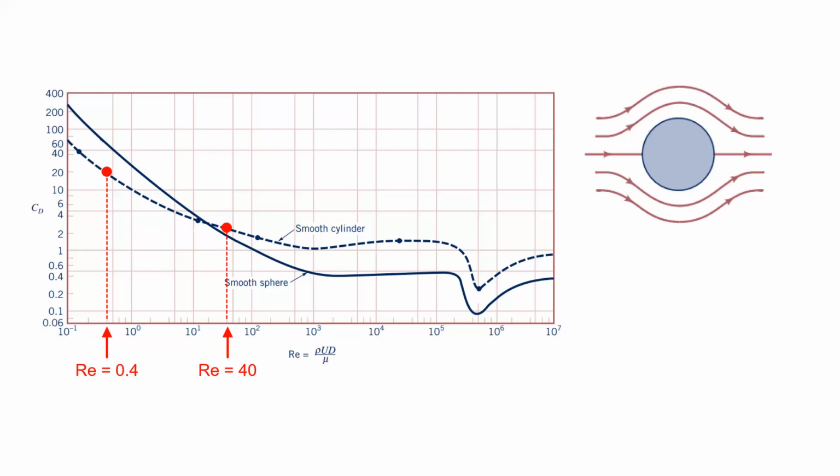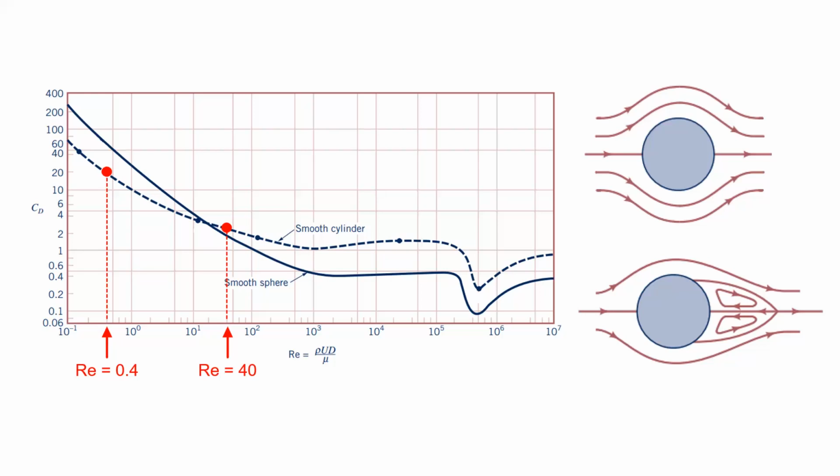At Reynolds number 40, flow field is expected to be like this one here. The main difference with the previous one is the boundary layer separation and the circulation bubble in the wake.